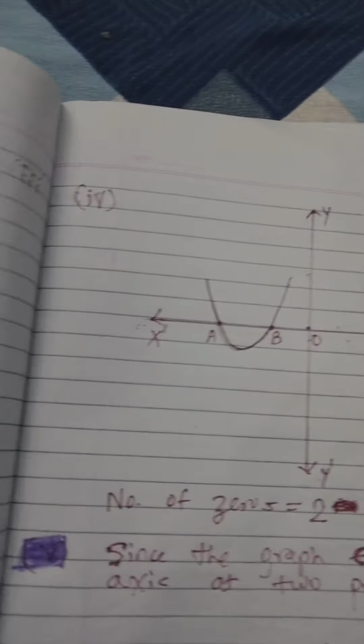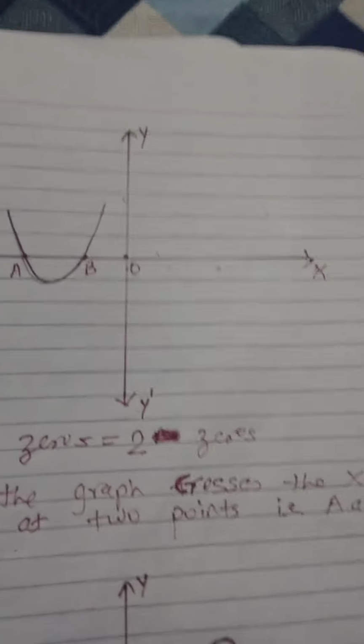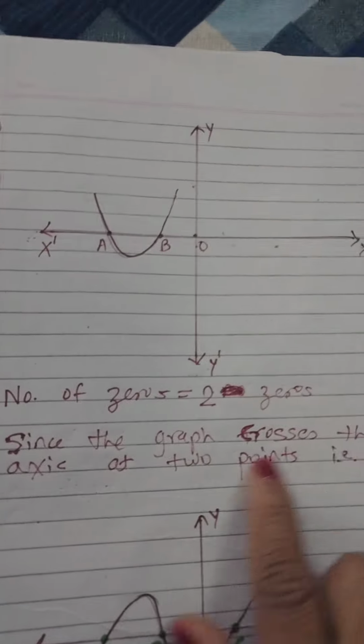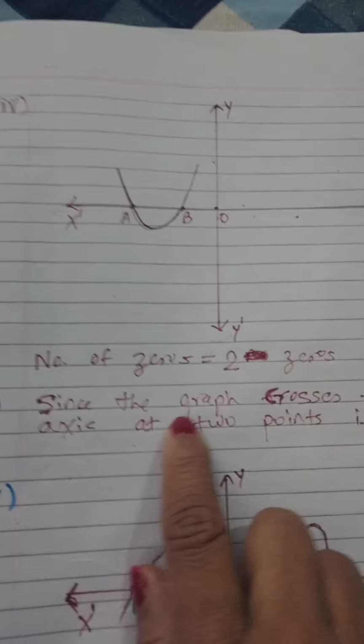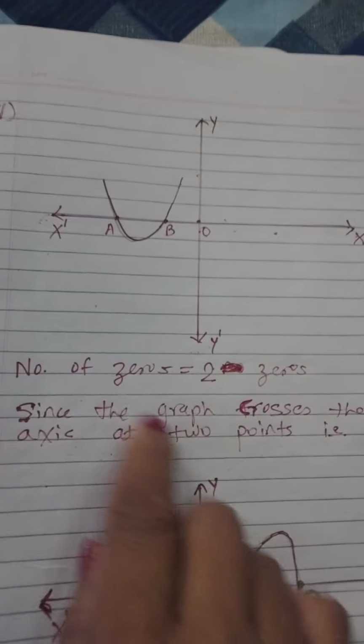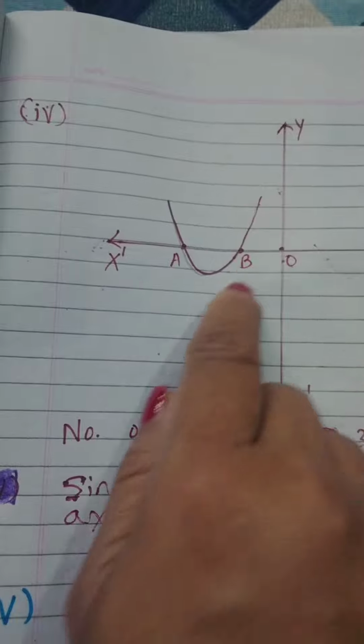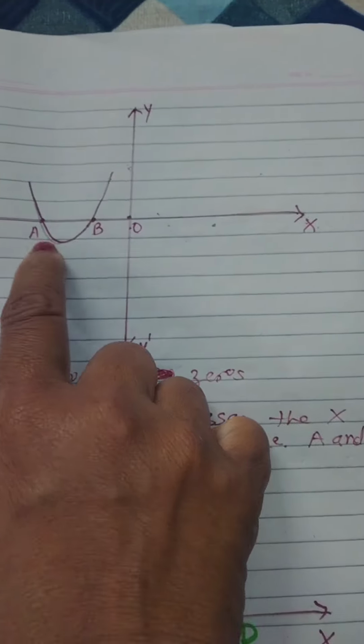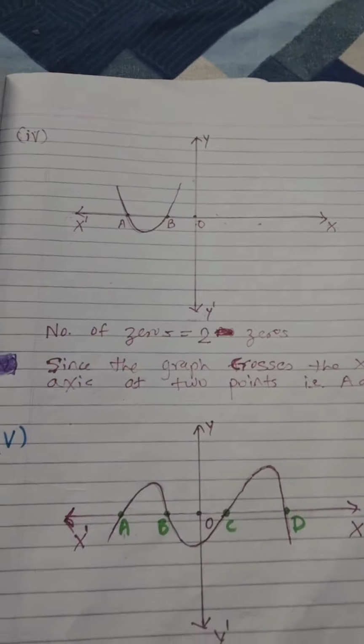Now this fourth question shows the graph of the polynomial p(x). In this case, the number of zeros is equal to 2, since the graph crosses the x-axis at 2 points, that is A and B. So we can see here this graph crosses the x-axis at 2 points only, that is points A and B. Hence it has 2 zeros.